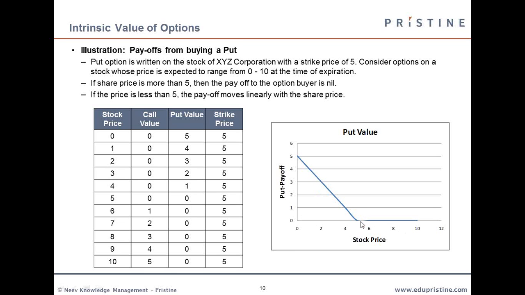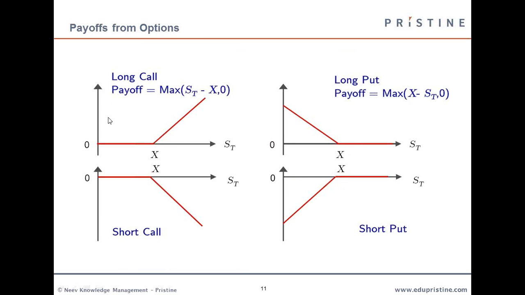And on the other side, if it is greater than 5, then the put option is worthless, so you have 0 payoff there. So thus we can plot the payoffs for different options. Long call, long put. Here we are buying the call and buying the put options. So as I illustrated, here are the graphs for call and put options.